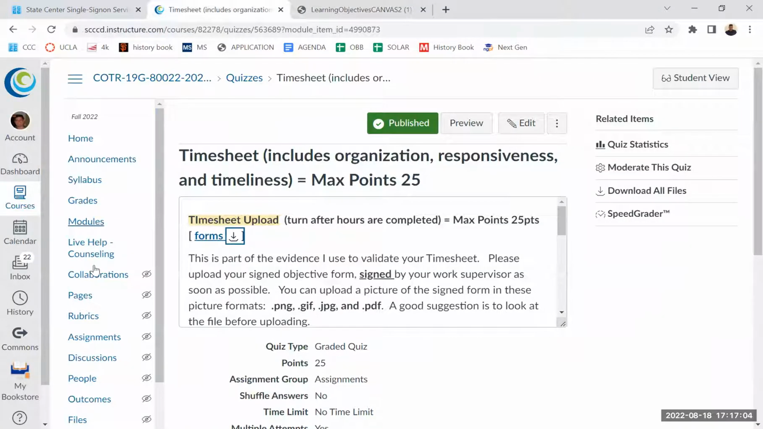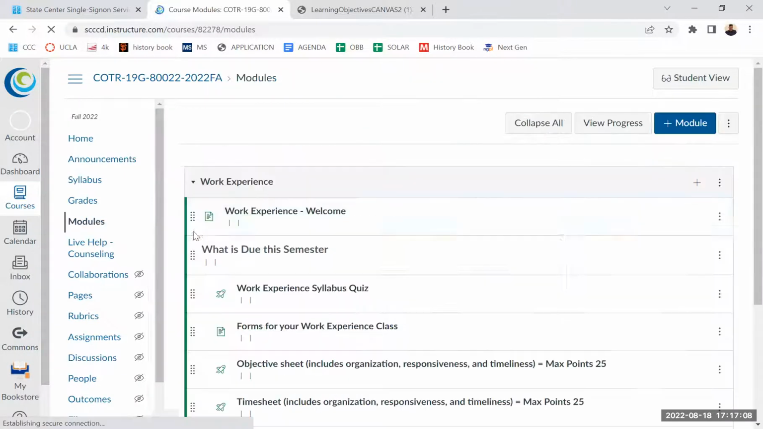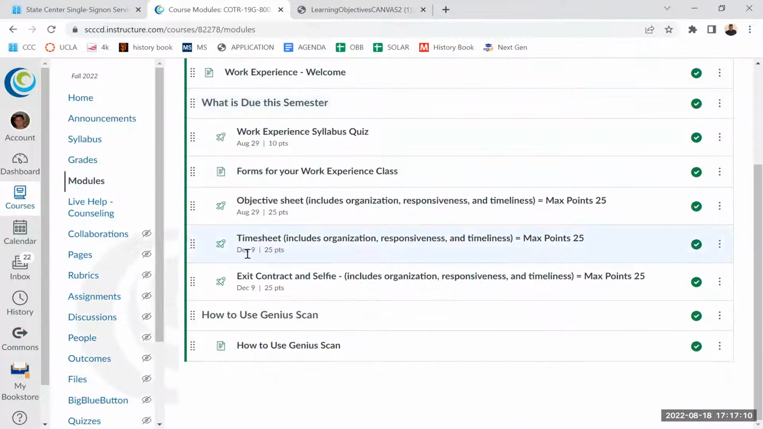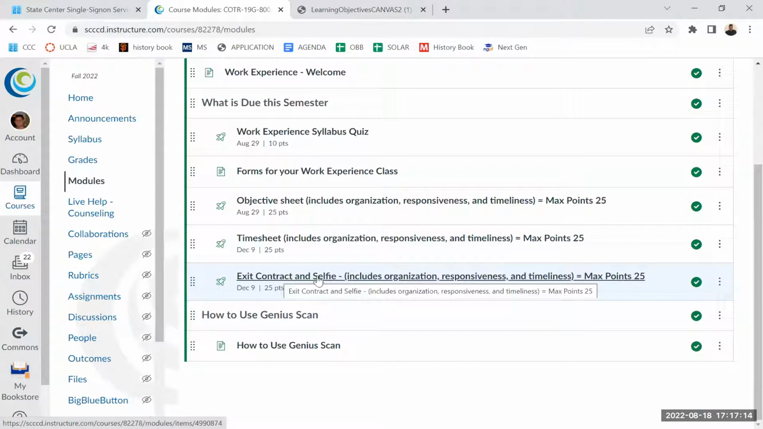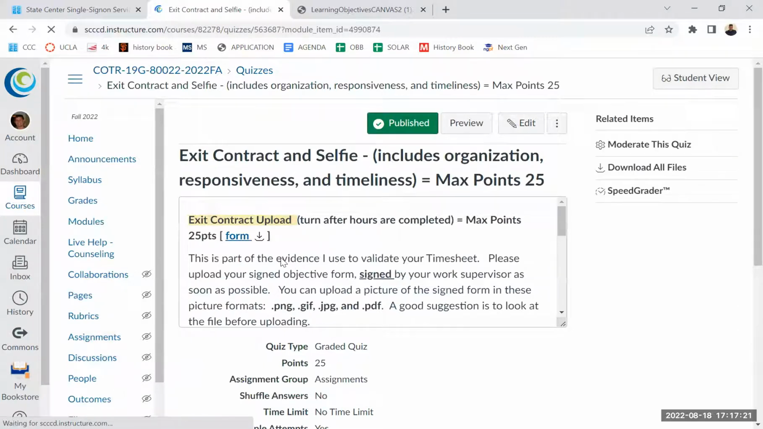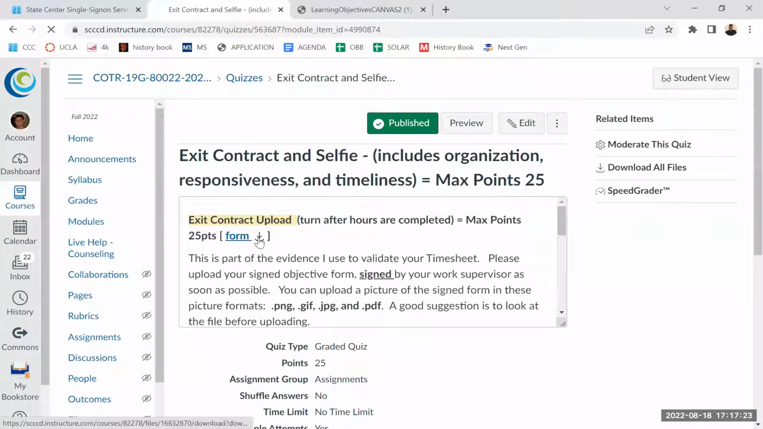Okay, so your timesheet, you can fill that out, turn it in. Back to modules. You have your exit contract and selfie. These 2 are together. You'll turn those in together in the same module, but we can take a look at exactly what that looks like.